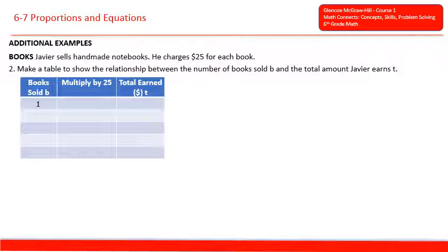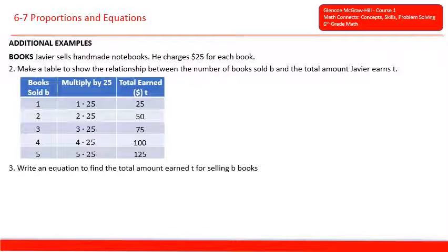So if B equals 1, it's the number of books he sold, times $25, he earns $25. If he sells 2 books, or B, times 25, he earns $50. If he sells 3 books, times 25, he earns a total of $75. If he sells 4 books, times 25, he earns $100. And if he sells 5 books, times $25, he earns $125.